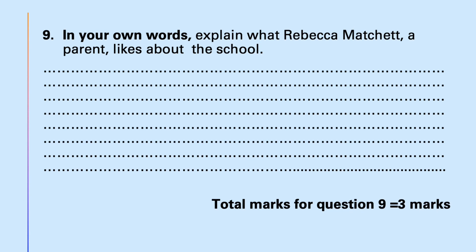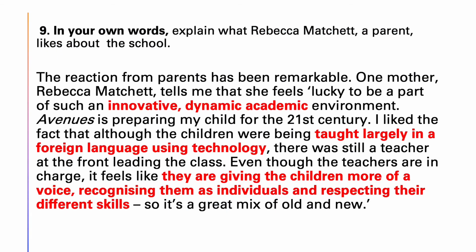Question number 9. In your own words, explain what Rebecca Measured, a parent, likes about the school. You have to structure the answer within 8 lines and you are getting 3 marks. 3 marks means you have to find 3 points and you have to use your own words. Here you can easily find the section that is related to Rebecca Measured. This is the section. The reaction from parents has been remarkable.